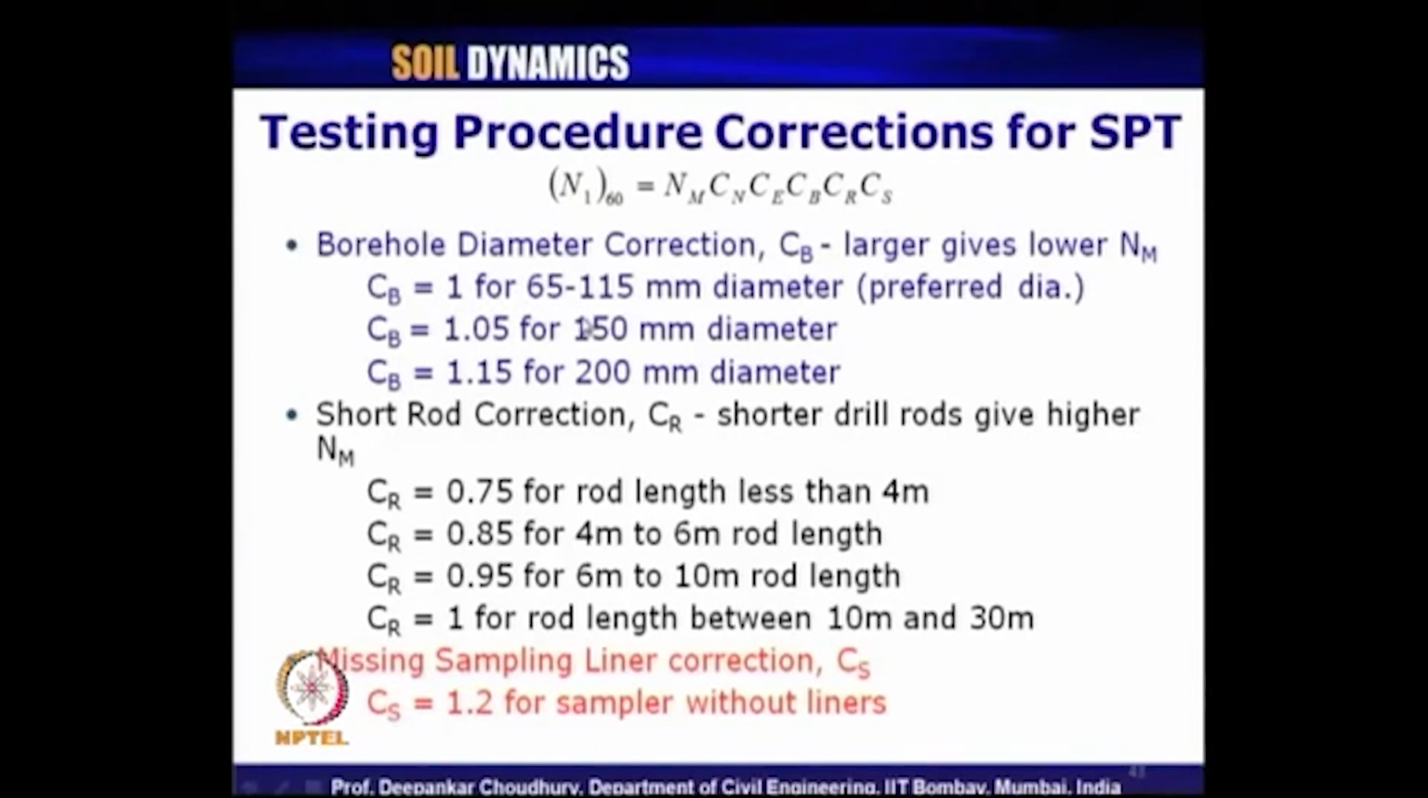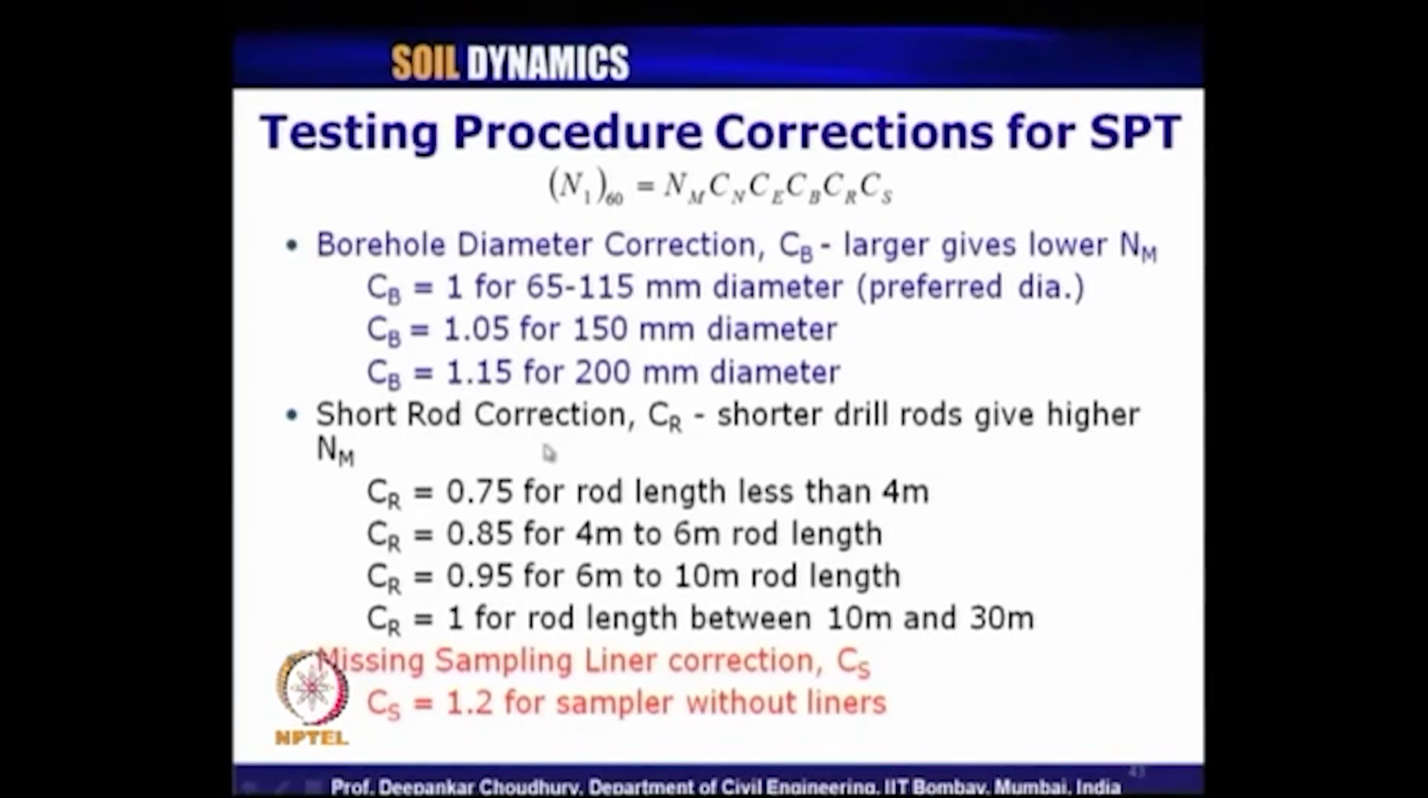But if you use a wider borehole diameter, which is standard practice, actually many times we go for larger borehole diameter for operational easiness. So, for 150 millimeter diameter, the correction factor is 1.05. If it is 200 millimeter diameter, it is 1.15 and like that.